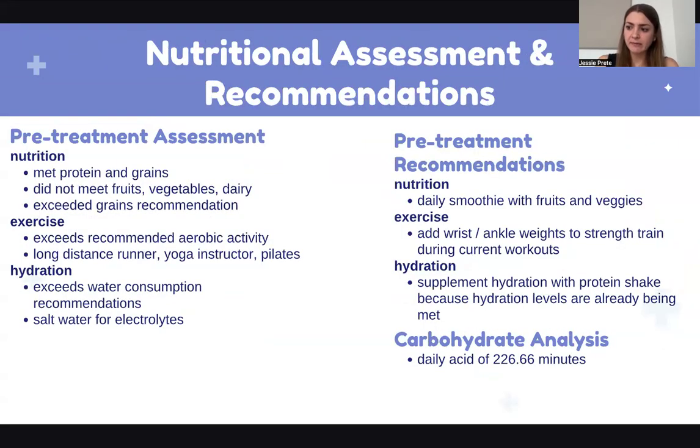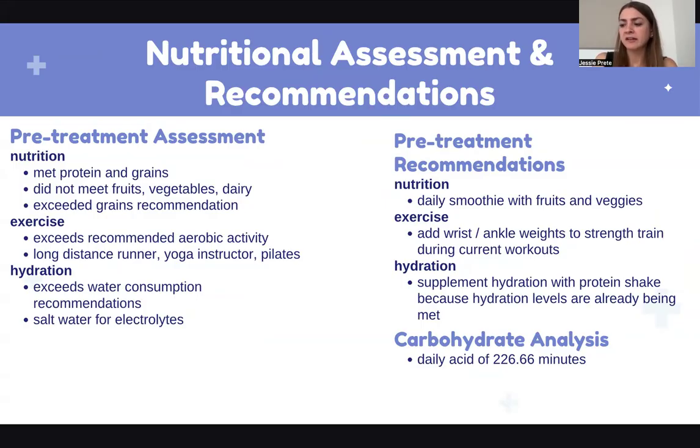As for nutrition, the client met protein and grain recommendations, but not fruit, vegetables, or dairy. This was because of their hypercholesterolemia, where their doctor has told them not to have as much dairy, so they take vitamin D2 supplements to maintain that. The first goal I gave was to make a daily smoothie with fruits and vegetables.